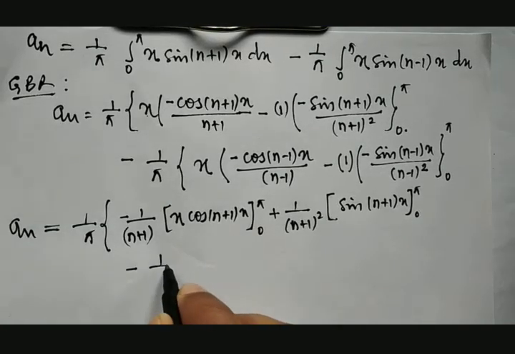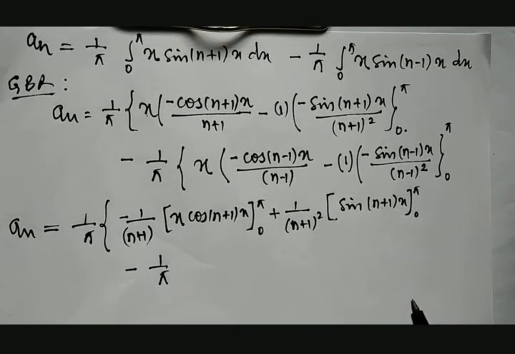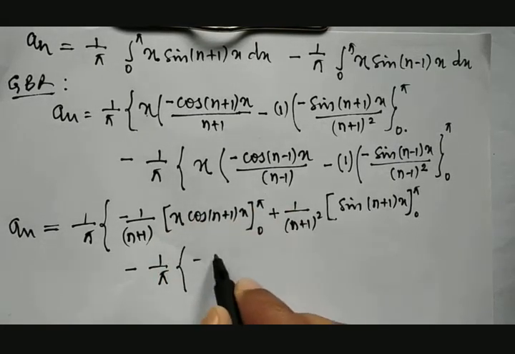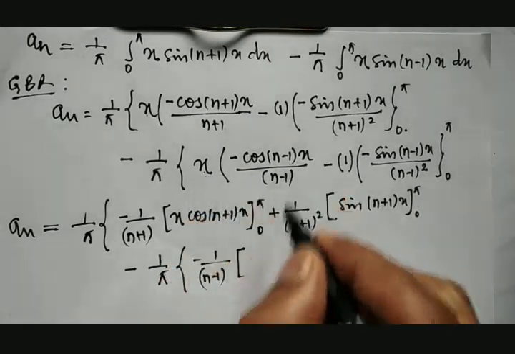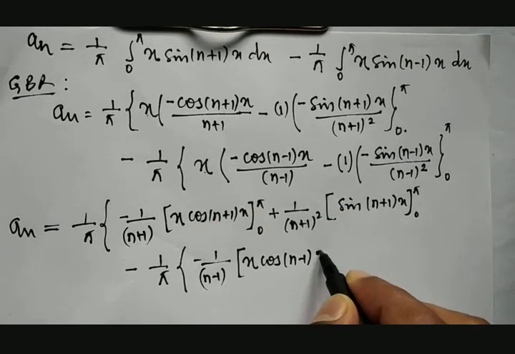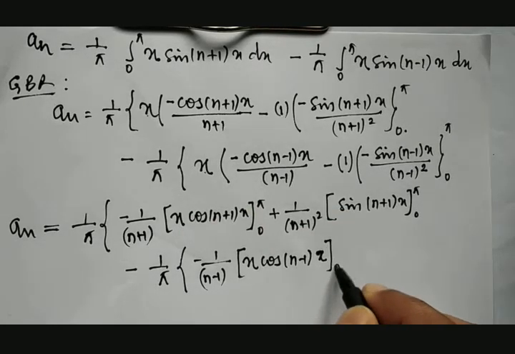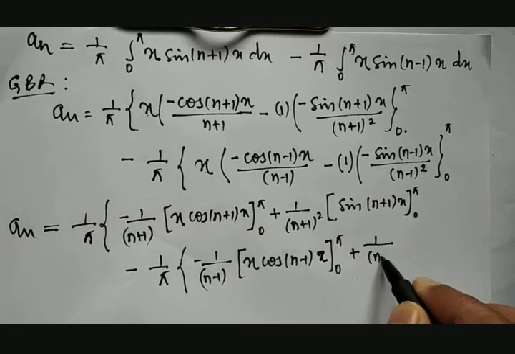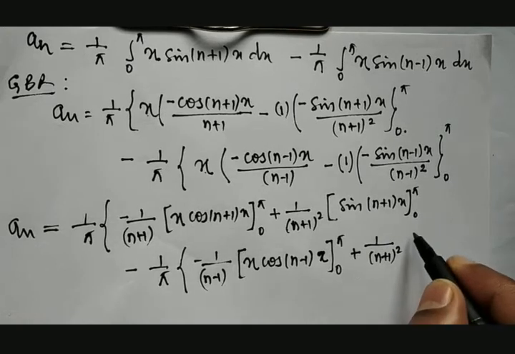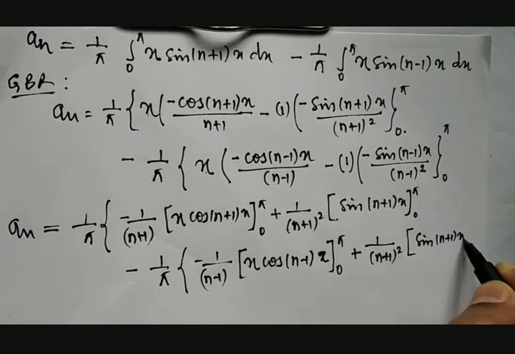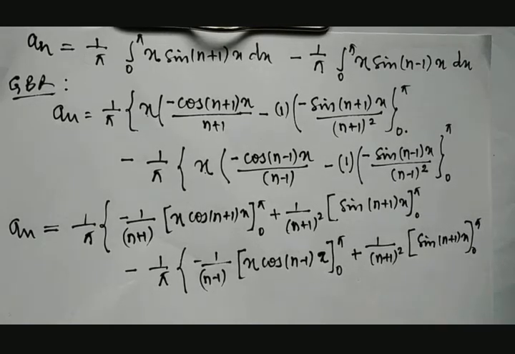minus 1 divided by pi into, again it is minus 1 divided by n minus 1 outside, inside it will be x into cos of (n minus 1) x between 0 to pi plus 1 divided by (n plus 1) the whole square into sine of (n plus 1) x between 0 to pi. Fine.